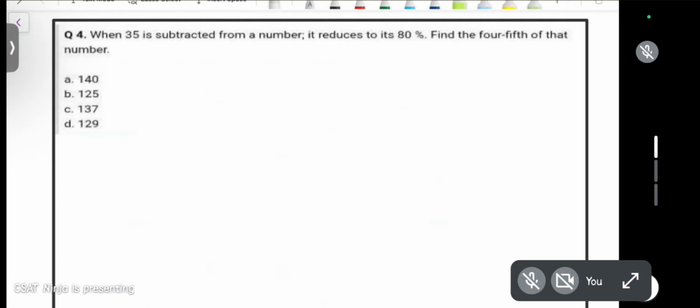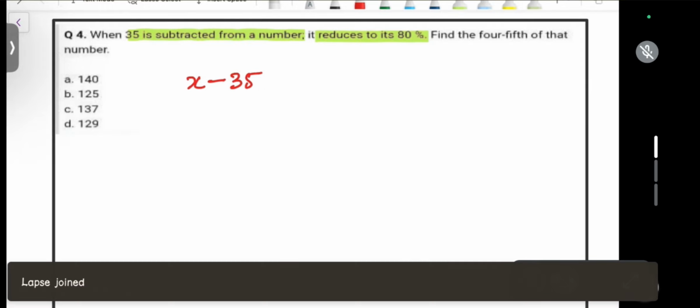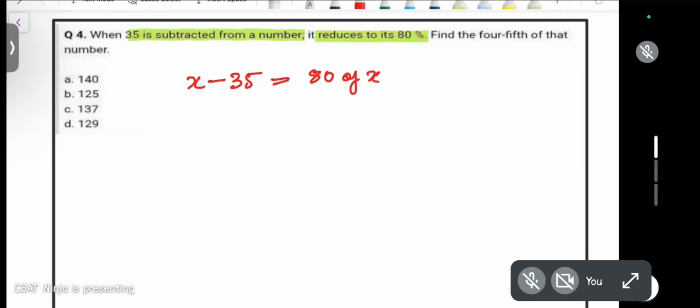When 35 is subtracted from a number, it is reduced to its 80%. So it's an easy one. If x is a number, then from the number, if I subtract 35, then it becomes 80% of the number. So I'll repeat again. If 35 is subtracted from the number, then it becomes 80% of the number. 80% of what? The number. So if you have formed this equation, then you have the answer.